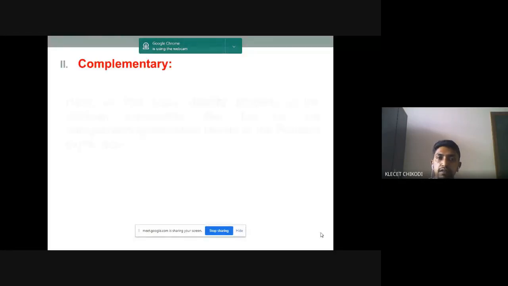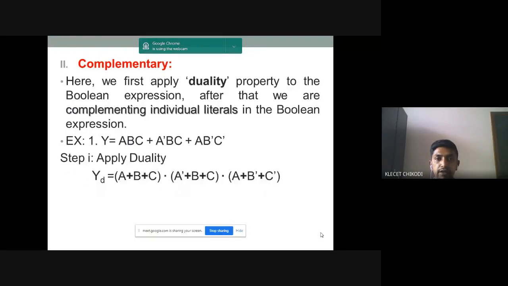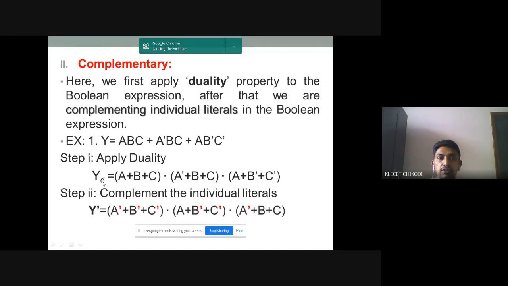So you see that here also I have done the same. First apply duality, and I have mentioned that with the duality, that is Y of d here. You have to apply duality, you just rename that Y with Yd, and the next step is to complement the individual literals. If you are complementing, then you have to take the dash or Y bar as the output, and this is the complemented output you are getting here, right? I hope this is clear for all.